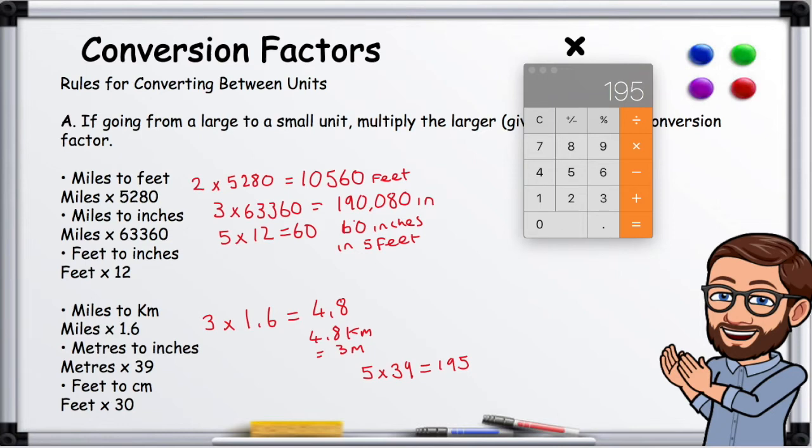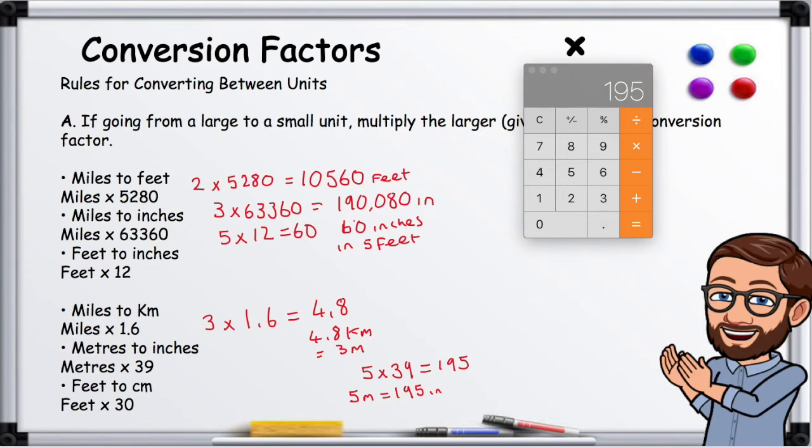So we know that 5 meters equals 195 inches. Okay, let's do our last one, and that's feet to centimeters.